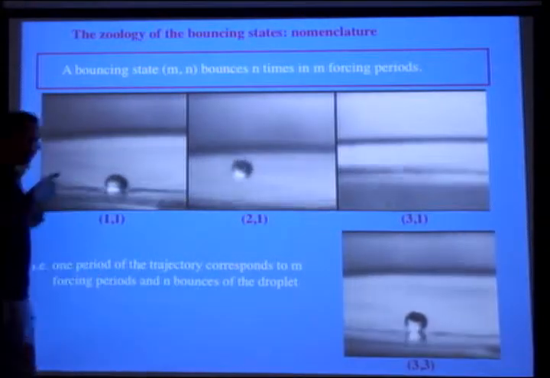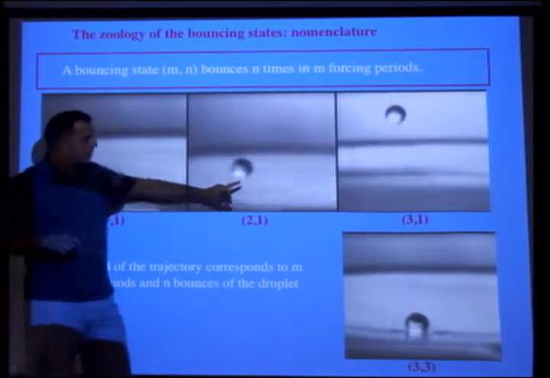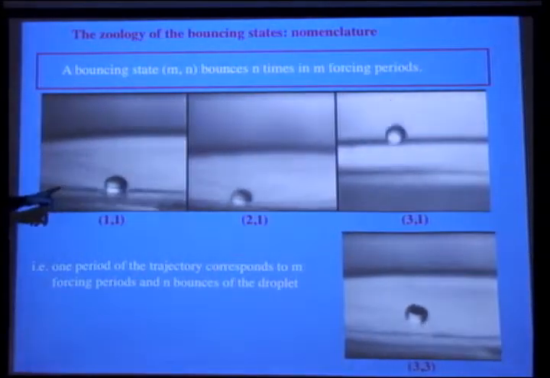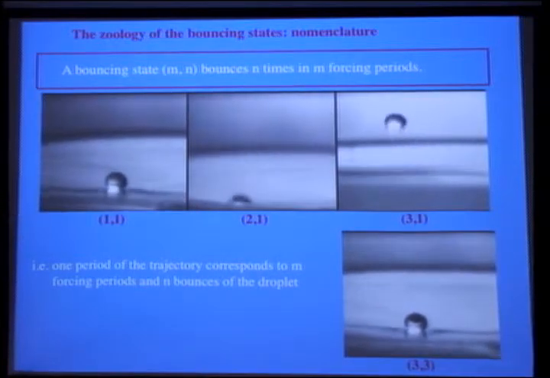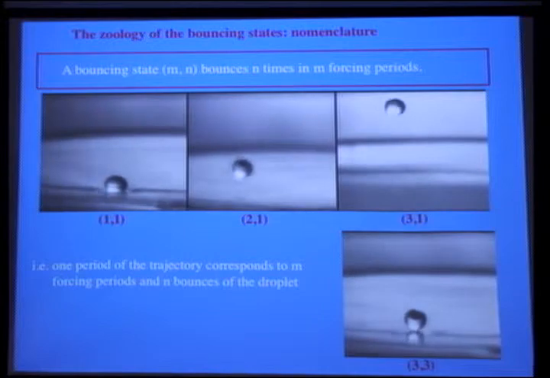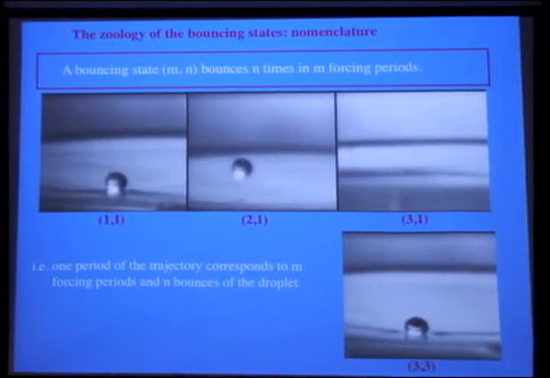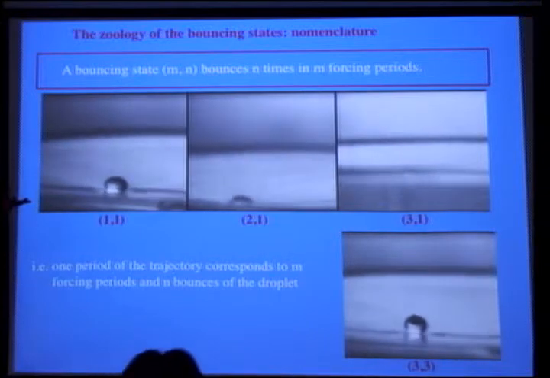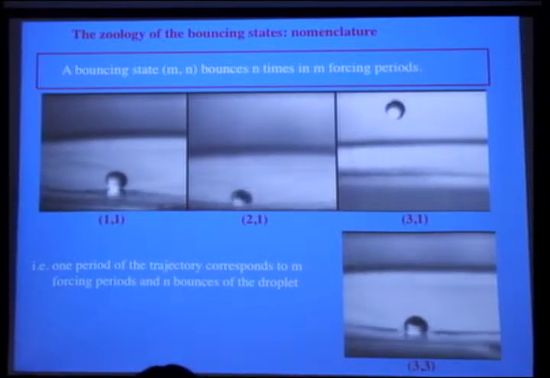So I want you to note one thing. These 3 are all solutions observed with exactly the same forcing parameters. So the same acceleration, the same amplitude, the same drop. So they ask the question: how is it that I can have 3 different periodic solutions with the same forcing?